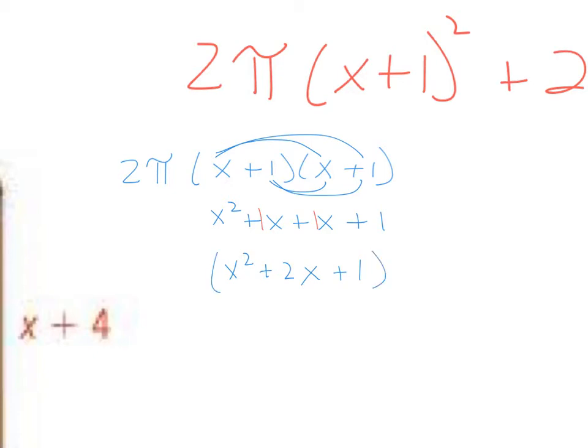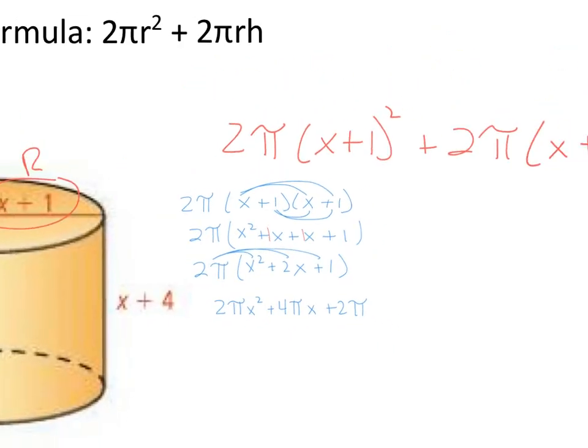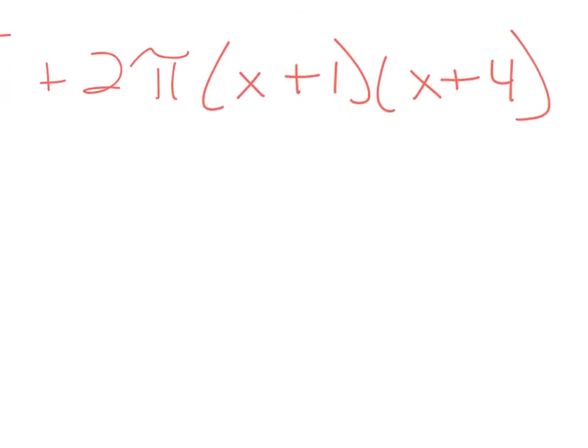Now, I still have this 2 pi hanging out that we've got to address somehow. So with the 2 pi, I'm just going to distribute it through to all 3 parts. So I'm going to get 2 pi x squared. Again, the pi usually stays by the number. 2 times 2 is 4 pi x, and then 2 pi times 1 is just 2 pi. All right, so now I'm going to zoom in here, and we're going to focus on this second part.